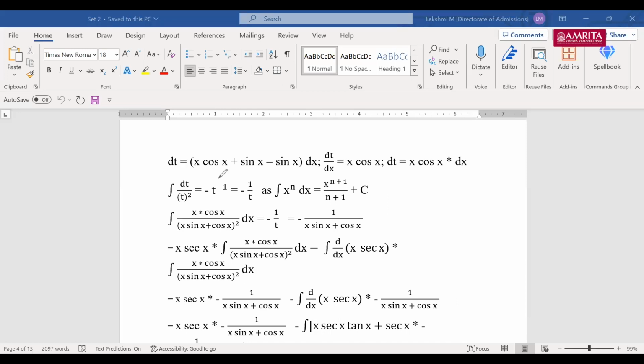So what will it be? x cos x plus sin x, so x into cos x plus sin x minus sin x, which gives dt by dx is equal to x cos x, and dt is equal to x cos x dx. So that term is now changed into dt by t square, which is equal to minus t raised to minus 1, that's minus 1 by t. Now you got the answer, right? So integrating it and substituting it back, you'll get this answer as minus 1 by (x sin x plus cos x). Now you can substitute it in this whole equation and it's easy for you to solve it.